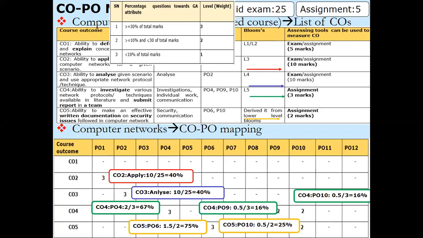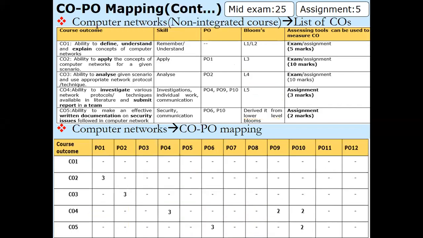No, you see, try to understand. From the mid-exam point of view, for CO1, how many marks have I allocated? 5 marks. And for CO2, I have allocated 10 marks. I will talk about CO1 only. While calculating CO attainment, how will you take the 5 marks, sir?